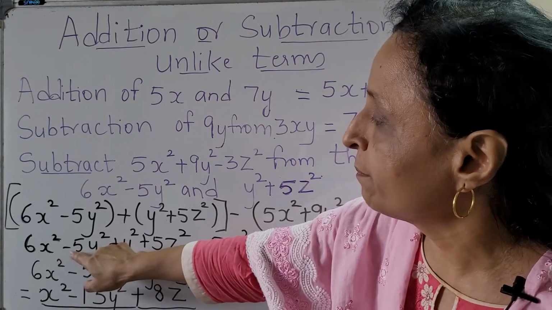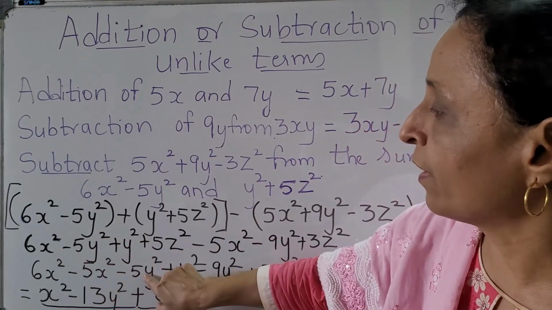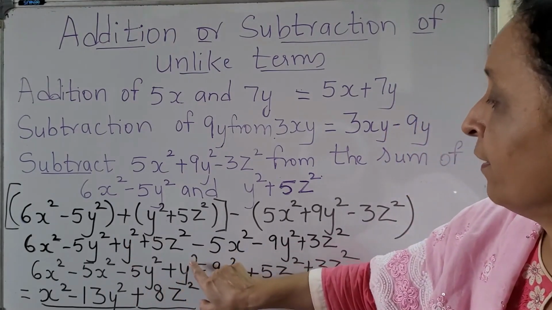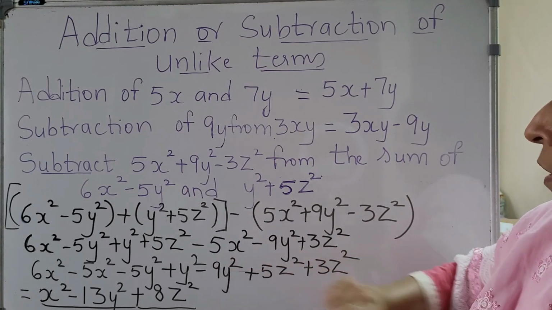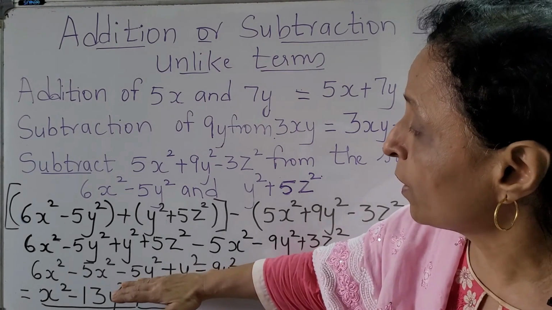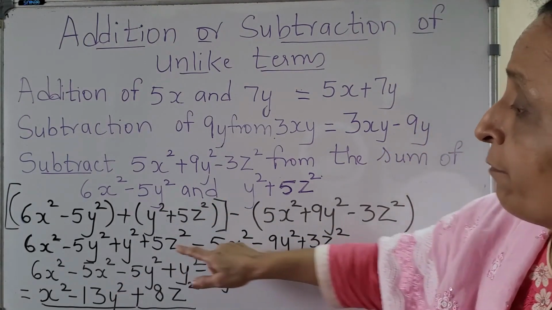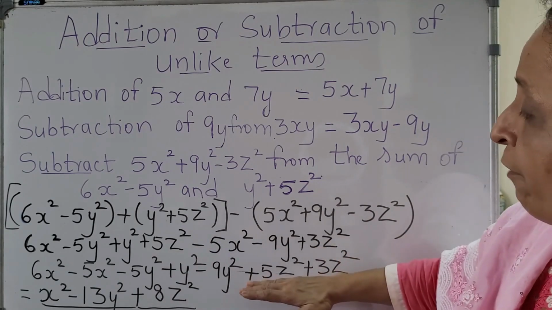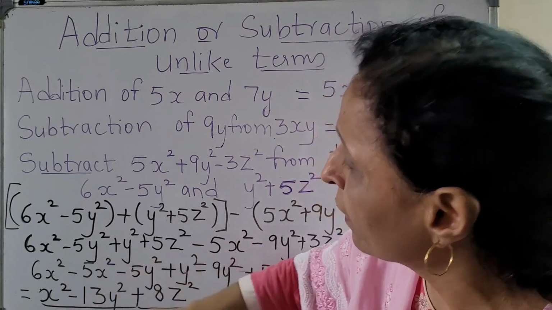Now next is y square. Minus 5y square, minus 5y square. Y square is here, you write it here. Any other y square? Minus 9y square. Y square you have written. So all the y square has come together. Now z square: 5z square, 5z square, 3z square. You have put them together. Now this x square is the same.